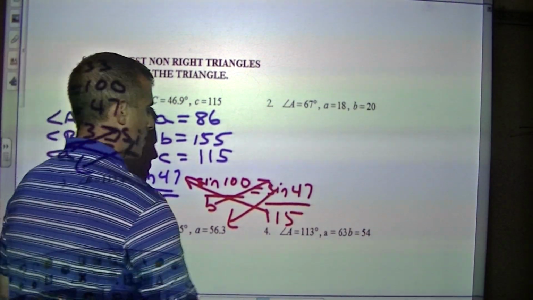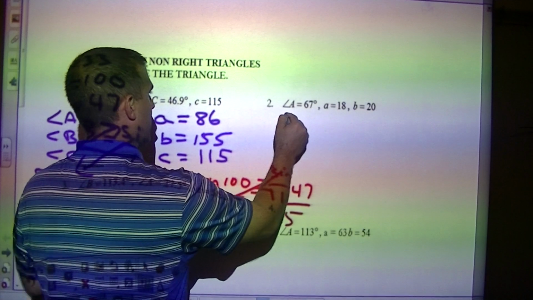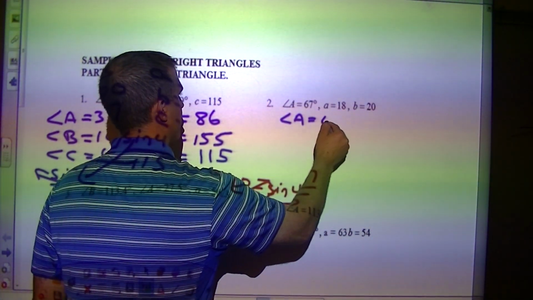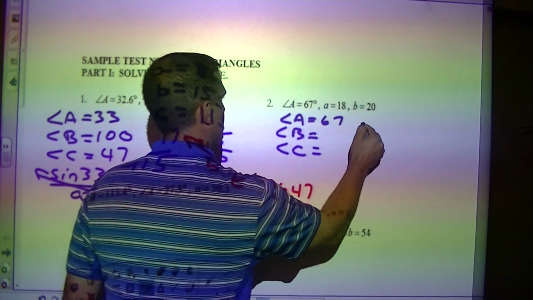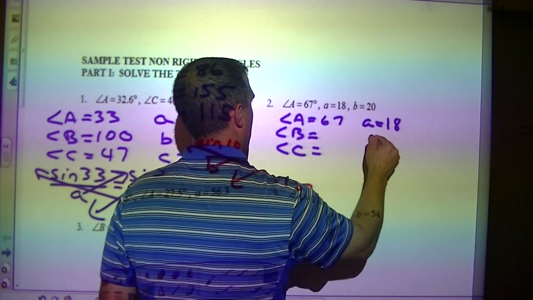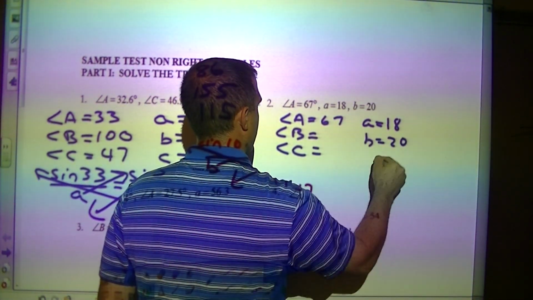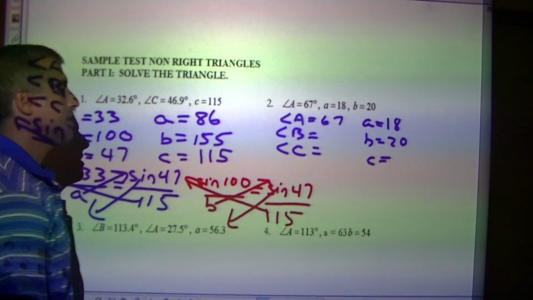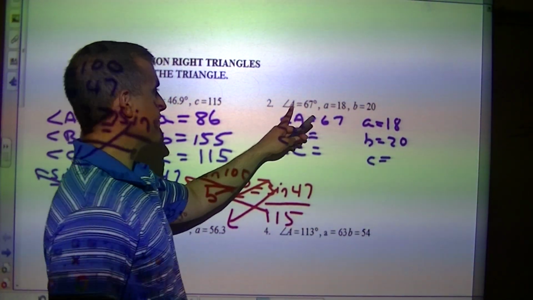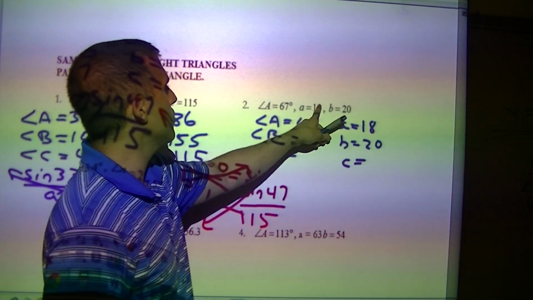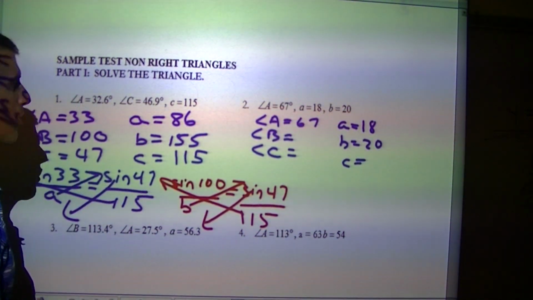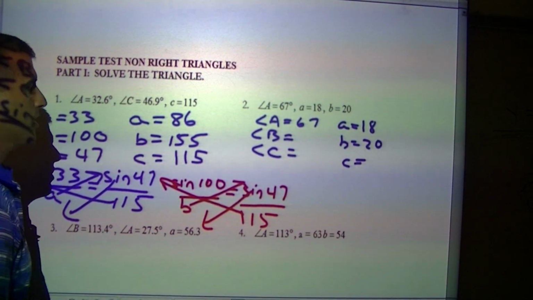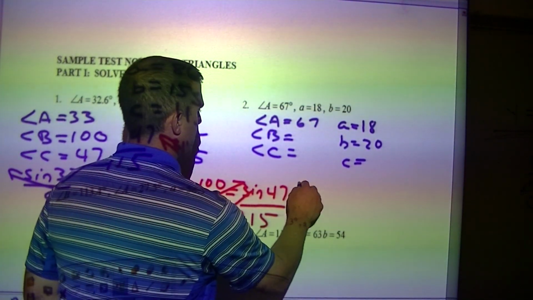Now on this one, I've got angle A is 67. Don't know B. Don't know C. I do know little a. I do know little b. Do not know little c. Now, since I have two sides and one angle and there's a match, since I have a and A, I know this could be the law of sines special case. So I'm going to find angle B first.